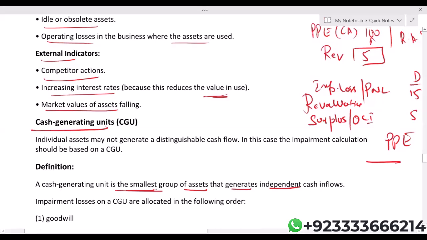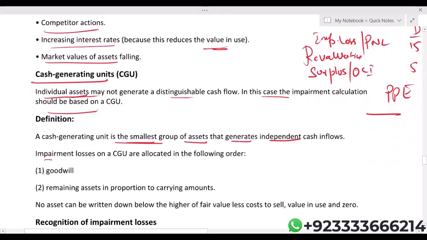So a cash generating unit is the smallest group of assets that generates independent cash inflows. Look at this. An individual asset may not generate a distinguishable cash flow. In this case, impairment calculation should be based on the CGU. Impairment losses on a cash generating unit are allocated in the following order. When we are allocating the impairment loss to a cash generating unit, please listen carefully.